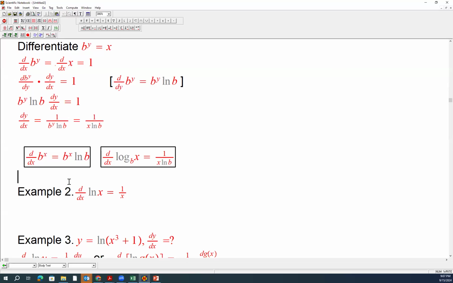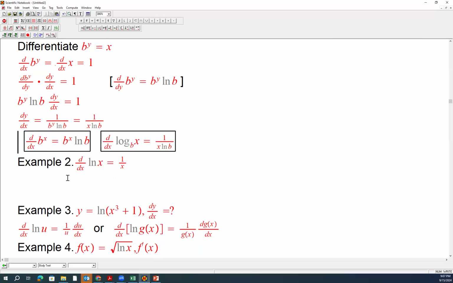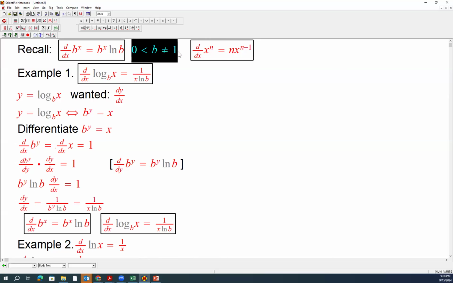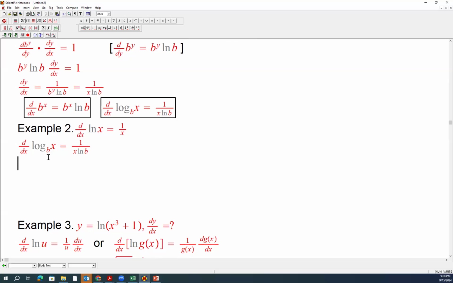Example number two is actually a simple application of the formula we just derived. Since we have the derivative of log base b of x, where the base b is greater than 0 and not equal to 1, we're going to replace b by e. Of course, log base e is ln, and ln e equals 1, and anything times 1 stays the same.